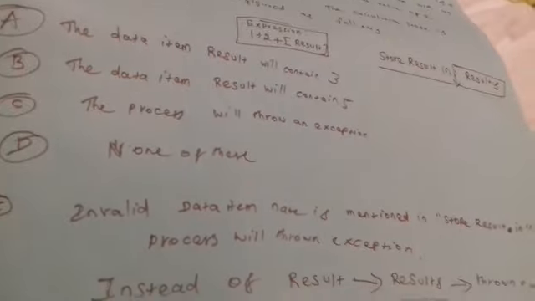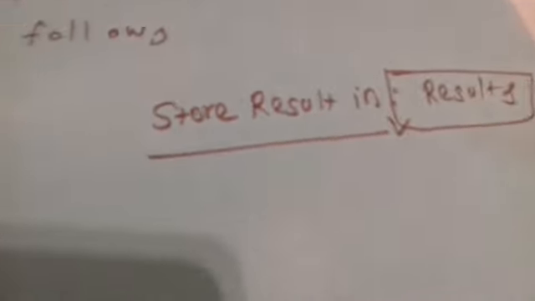It is an invalid data item name mentioned in the store result in option C. Instead of result, it has to be result, but it is mentioned as results. Because of that, it threw an exception.